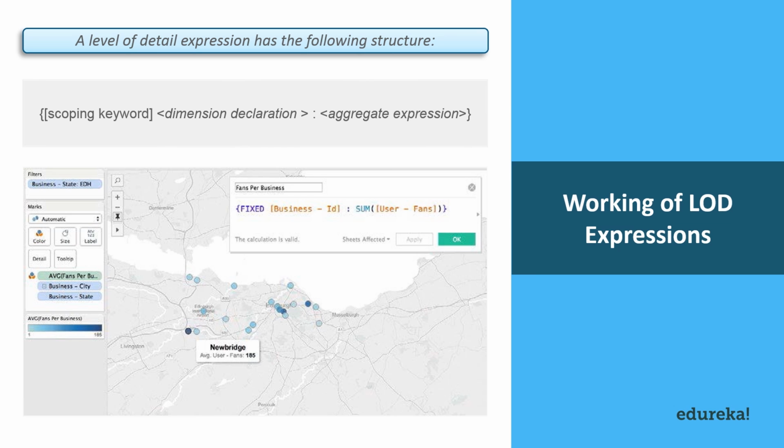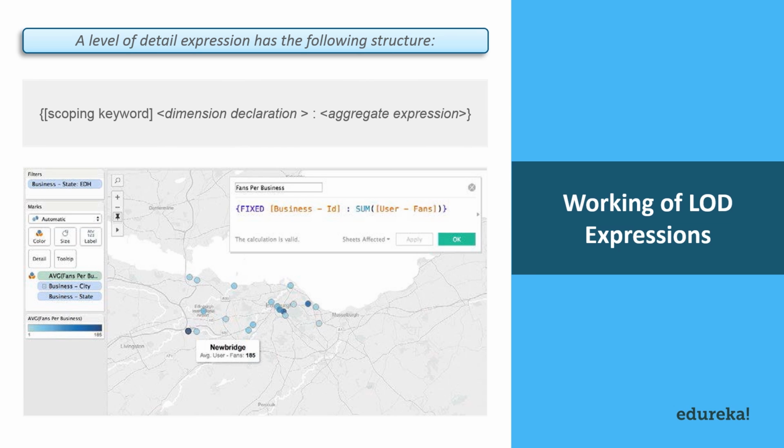Now Newbridge has the highest average fans per business with 185 fans, a value that was computed using the fixed LOD expression. By using the fixed operator in our LOD expression, we gain insight into which cities have, on average, more fans per business ID, meaning those cities with a darker shade of blue have more popular restaurants, or maybe even the city could have more residents, and hence more total fans per restaurant.